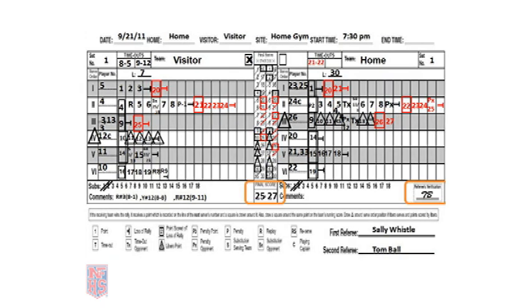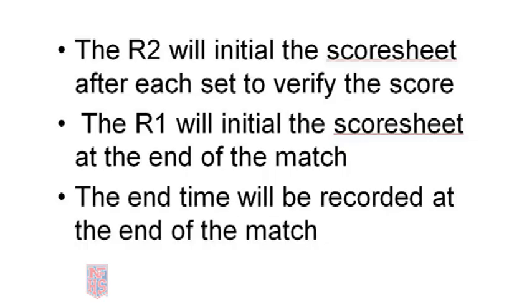Record the final score in the final score box in black or blue ink or pencil, with each team's score on their side of the box. It would be 25-27. The R2 will initial. The R2 will initial to verify the score sheet at the end of each set. The R1 will initial the score sheet at the end of the match. The end time will be recorded at the end of the match.